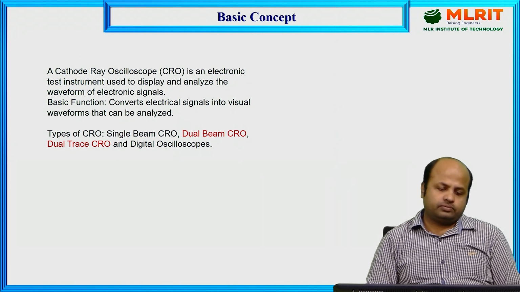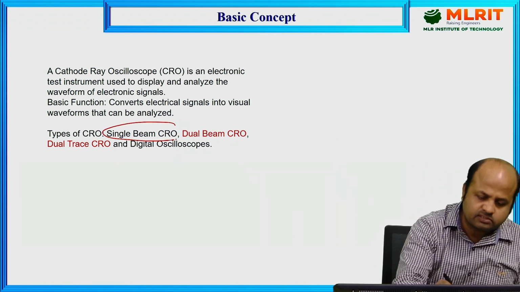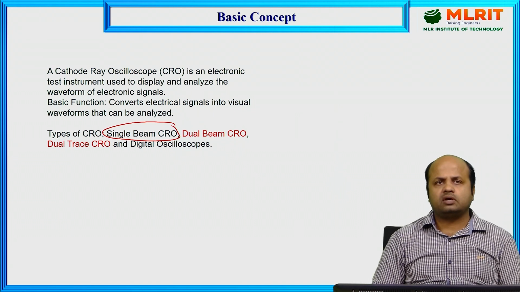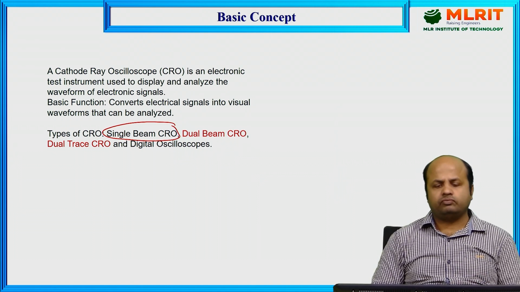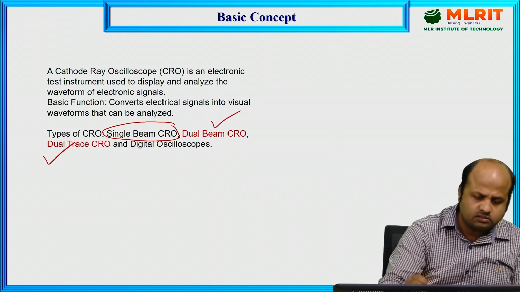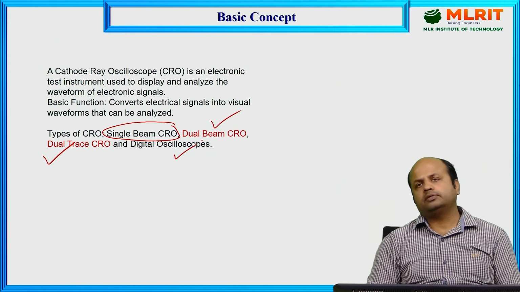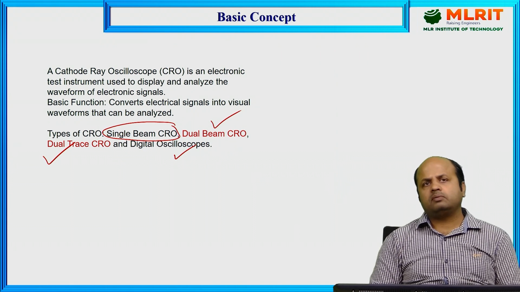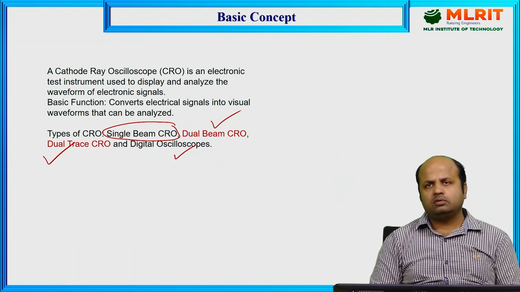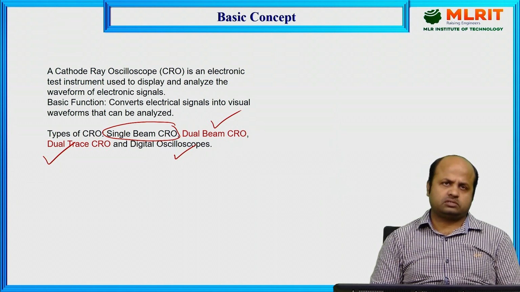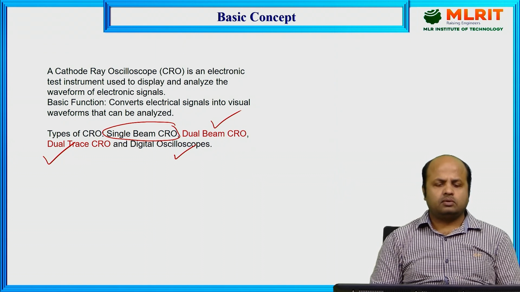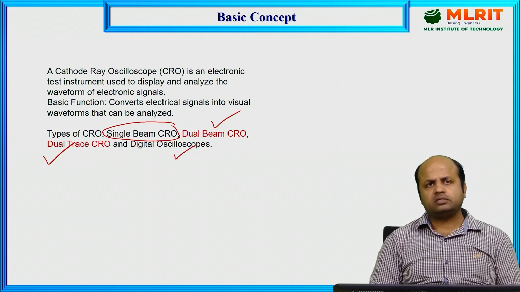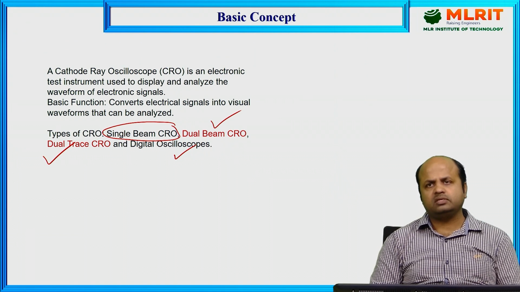Different types of CRO. Normally, a CRO is a single beam CRO. Single beam CRO means it has a single electron beam and at a time it can display one waveform. But as the technology advances, we have dual beam CRO and dual trace CRO along with digital oscilloscope. Already I have discussed the normal CRO or single beam CRO. In this lecture, we will discuss dual beam and dual trace CRO, which are types of CRO only. But what is the meaning of dual beam and dual trace CRO and what is its purpose, we will discuss in this lecture talk.